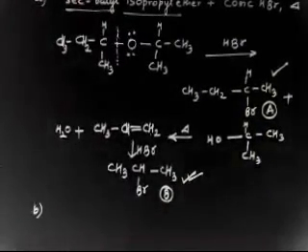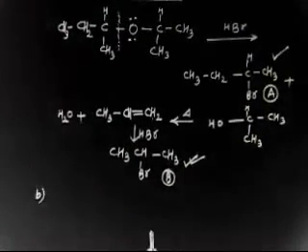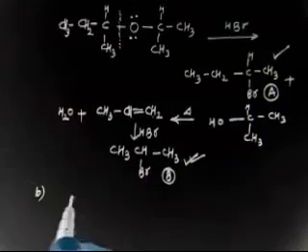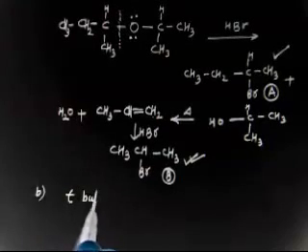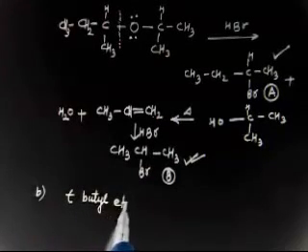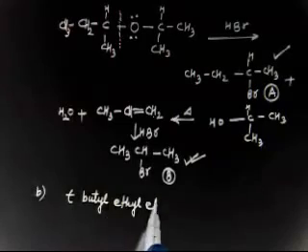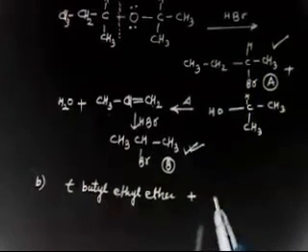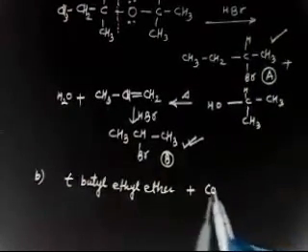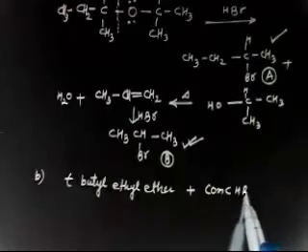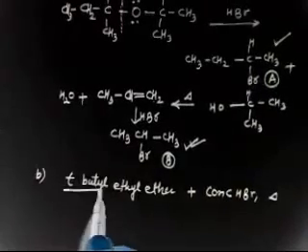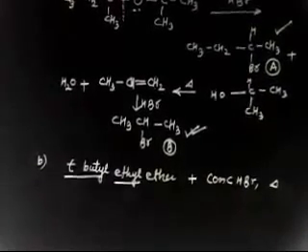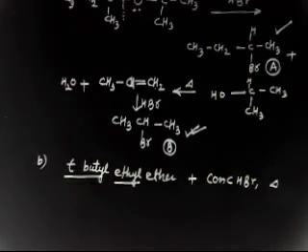So the B part of the question says tert butyl ethyl ether. So you have tert butyl ethyl ether, and then conc HBr and heat. So you have to draw the product yourself. In this case again, this is tert butyl ethyl ether. So on one side you have an ethyl group, on the other side you will have a tert butyl group.